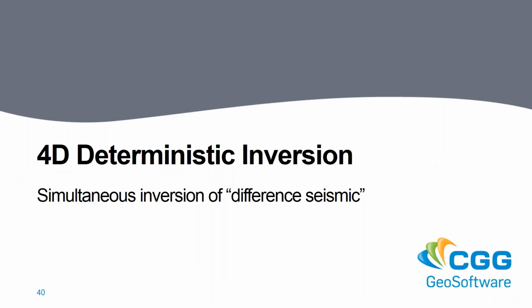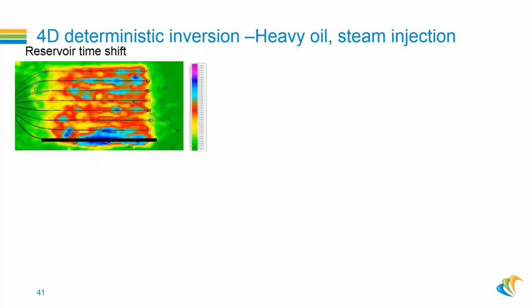We can do a simultaneous inversion of the different seismic surveys this time, rather than just separately inverting each of them one by one. One example is here again, where heavy oil steam injection is done to produce that heavy oil from this reservoir. This is showing the reservoir time shifts at the base of the reservoir, and this area is where the horizontal wells have been drilled to inject above and produce at the bottom of that layer.